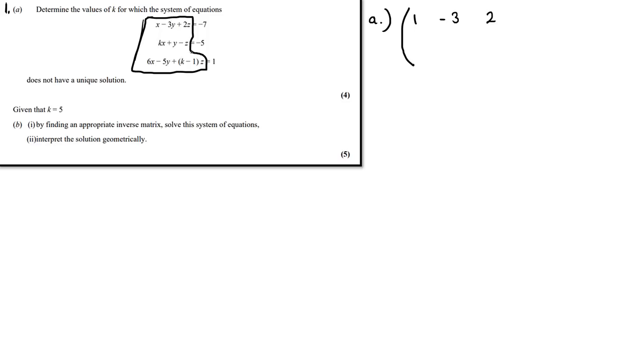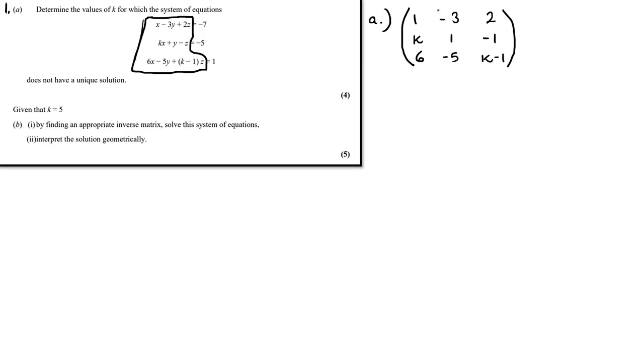For the next row, again just the coefficients, so that's k there. We've got y here, so that's just 1, and then minus z giving us minus 1. And finally for the bottom row we're going to get 6, minus 5, and because this is k minus 1, we take that as k minus 1. Whatever the coefficients are, we just use them even if they're algebraic. So that's our matrix. Now we just need the determinant, and we're going to set that equal to 0. Then we solve that, and it will give us the values of k.